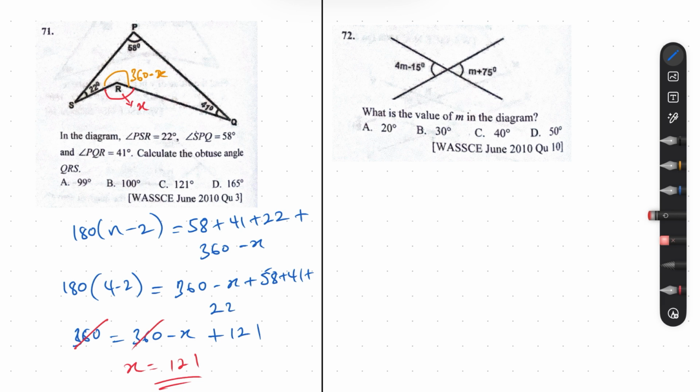Let's move on to question number 72. It says, what is the value of m in the diagram? This is very simple, right? Because these angles are vertically opposite angles, we can just equate them.